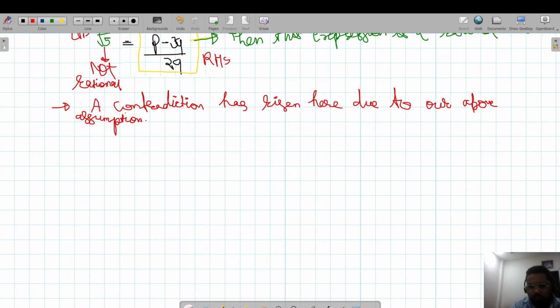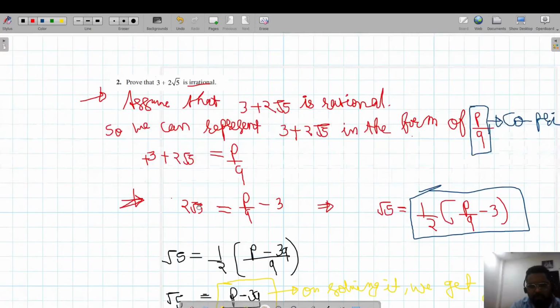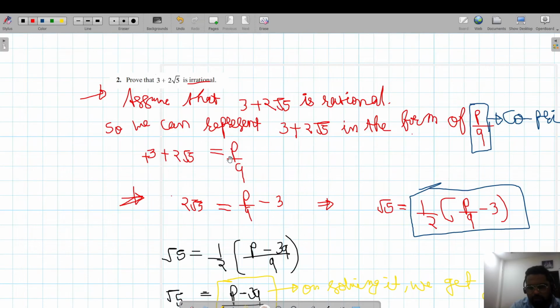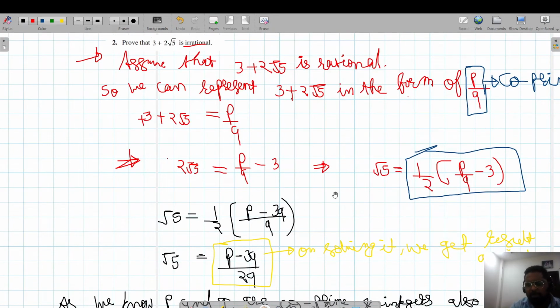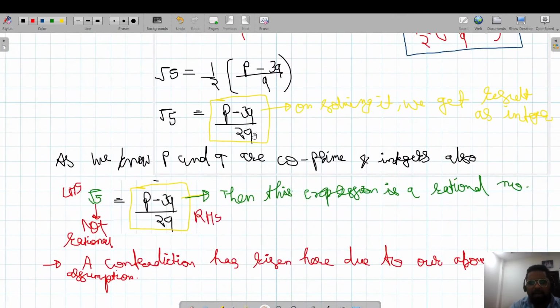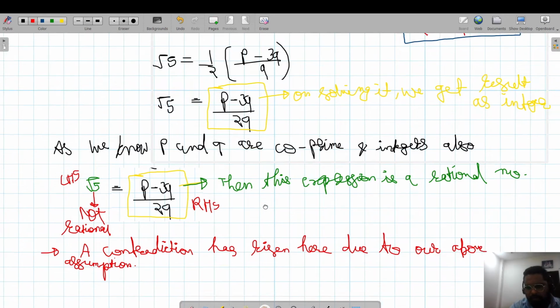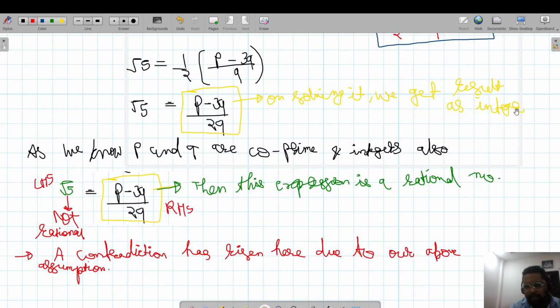As you can see, the contradiction has risen because we represented this 3 plus 2 root 5 in the form p by q, since we assumed that 3 plus 2 root 5 is a rational number. I simplified it: root 5 is equal to 1 upon 2 into p upon q minus 3. When I simplify it, I get an integer here, as p and q are co-prime integers. So our result will also be an integer here, as I have written.